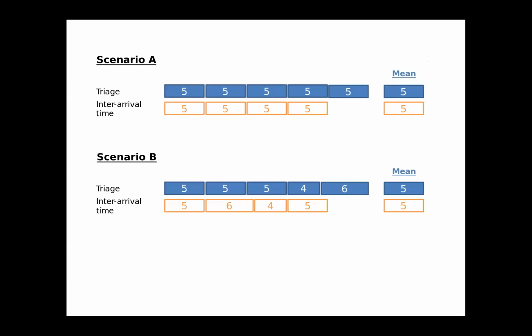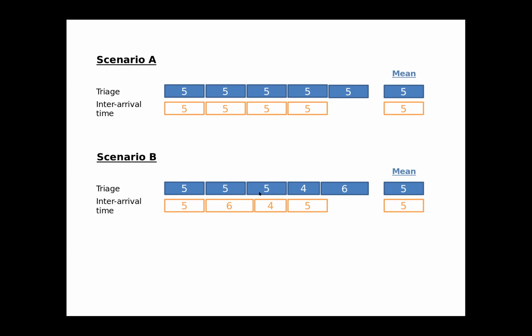So let's imagine 2 scenarios. In the first scenario here, we're just using our fixed times, inter-arrival times and triage times of 5 minutes. On average, we've got 5 minutes triage times and 5 minute inter-arrival times, but everyone is taking exactly 5 minutes with the nurse, and everyone is arriving in 5 minute intervals.